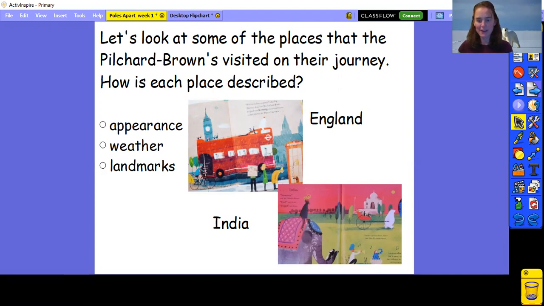This is my favourite page. "Namaste," said Mr. Pilchard Brown. "Hot," said Peaky. "Huge," said Poots. India was dazzling, but it wasn't home.